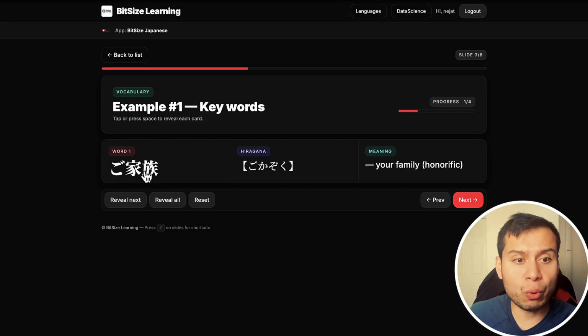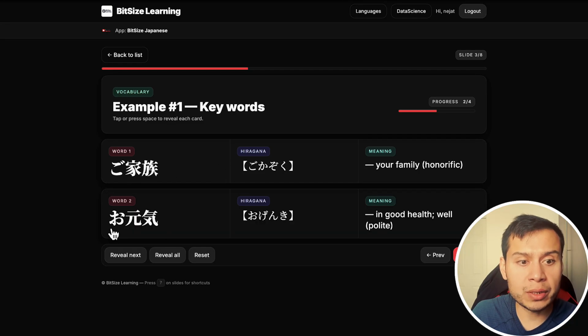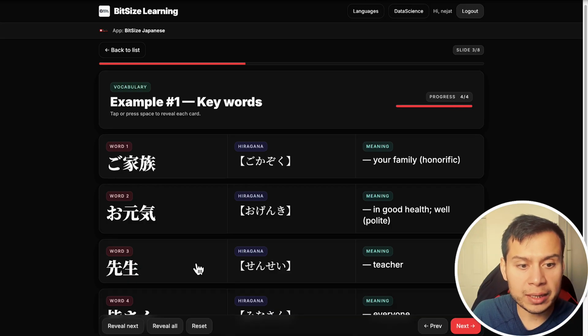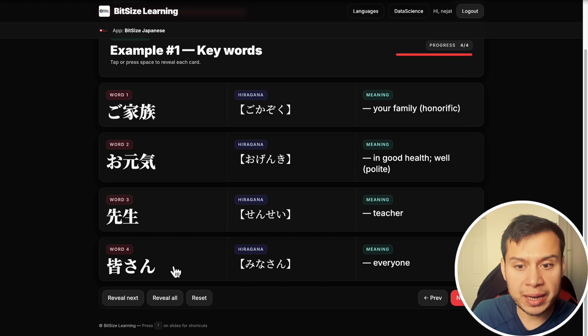The first word is go kazoku. Kazoku is family, and go kazoku is basically the honorific form of your family. Next one is ogenki. In good health, well. The next one is sensei. Sensei is teacher. The next one is minasan. Minasan is everyone. Okay, one more time. Go kazoku, ogenki, sensei, minasan.